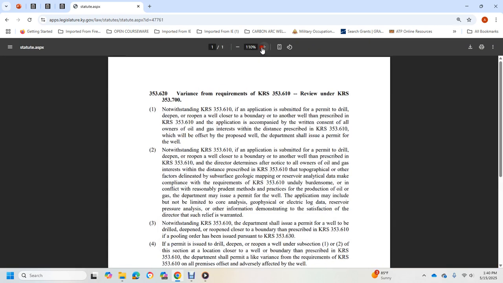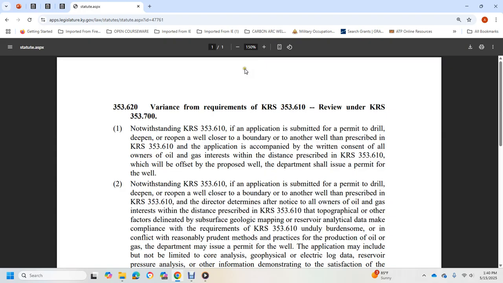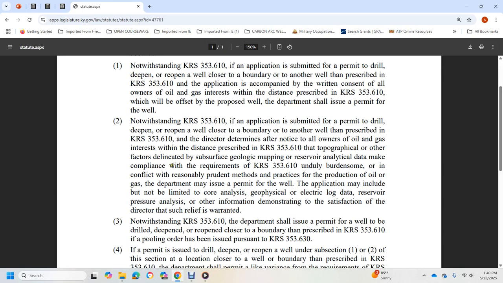Alright, variance for requirements of Kentucky Revised Statute 353.610, reviewed under Kentucky Revised Statute 353.700. Notwithstanding Kentucky Revised Statute 353.610, where an application is submitted for a permit to drill, deepen, reopen, or close to a boundary with another well, as described in 353.610, and the application is accompanied by the written consent of the owners of oil and gas interests within the distance prescribed in 353.610, the department shall issue the permit for the well.